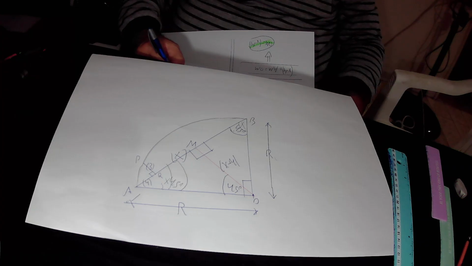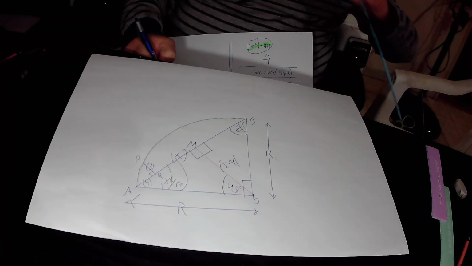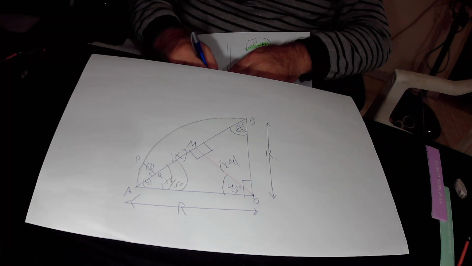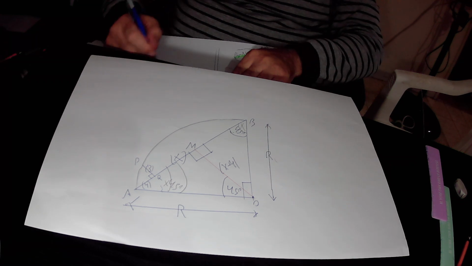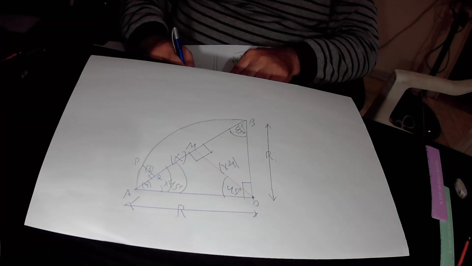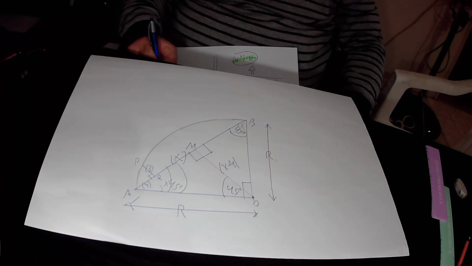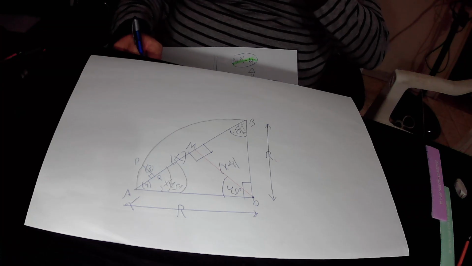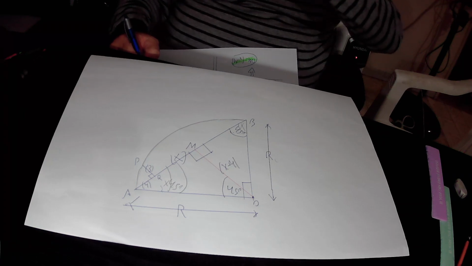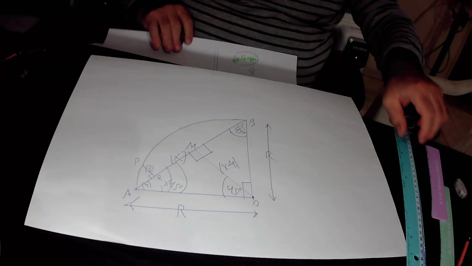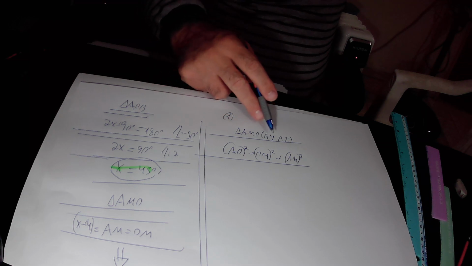Here PT is the abbreviation for Pythagoras theorem. In this right triangle AMO, according to the Pythagoras theorem, AO squared, that is the square of the hypotenuse, equals OM squared plus AM squared. According to the Pythagoras theorem, in any right triangle, the square of the hypotenuse equals the sum of the squares of the perpendicular sides. So in the right triangle AMO, it means that AO squared, that is the square of the hypotenuse, equals OM squared plus AM squared.